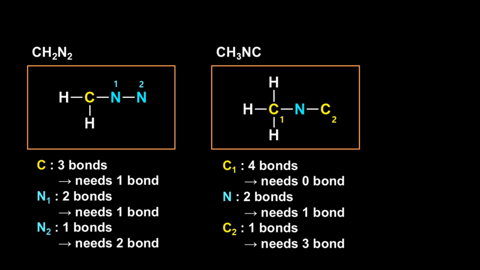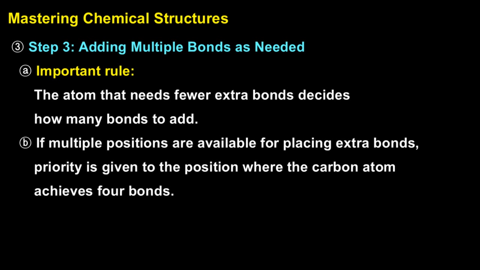Now let's check the atoms in methyl isocyanide. The first carbon, C1, already has 4 bonds, so it's completely stable. No changes needed there. The nitrogen atom in the middle is forming 2 bonds right now, but since nitrogen typically wants 3, it still needs one more bond to be satisfied. As for the terminal carbon, C2, it only has 1 bond at the moment. But remember, carbon prefers to have 4 bonds, so this one still needs 3 more to complete its structure.